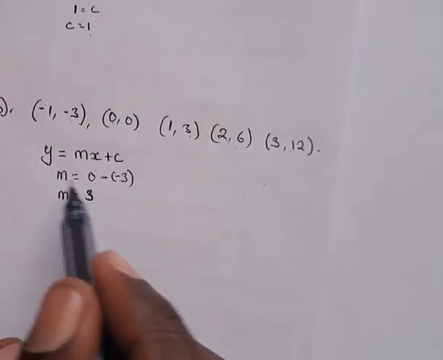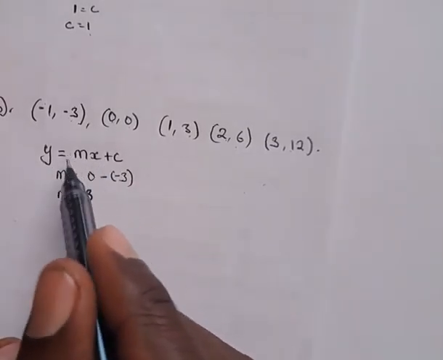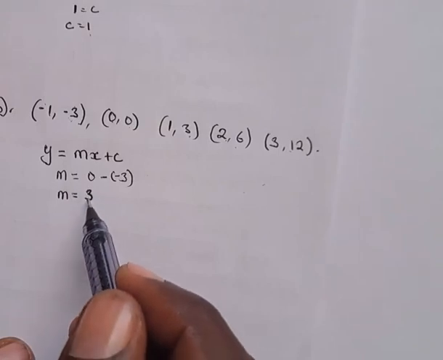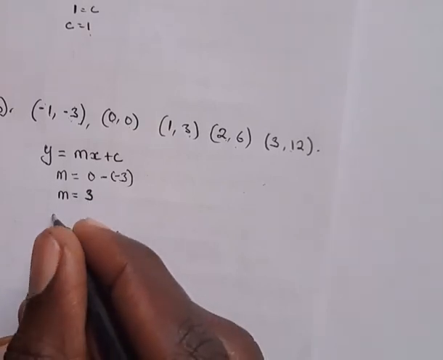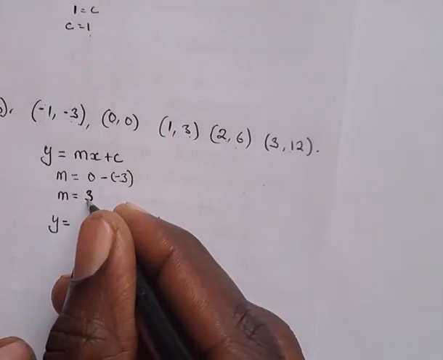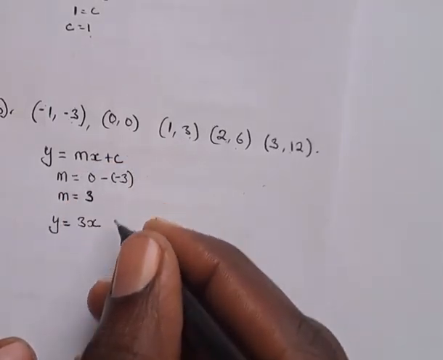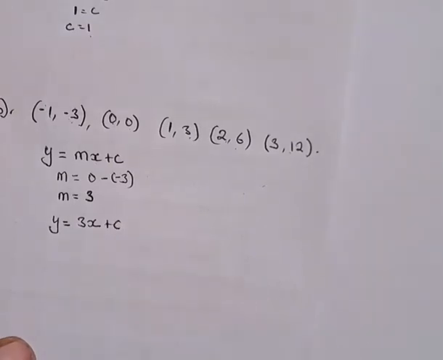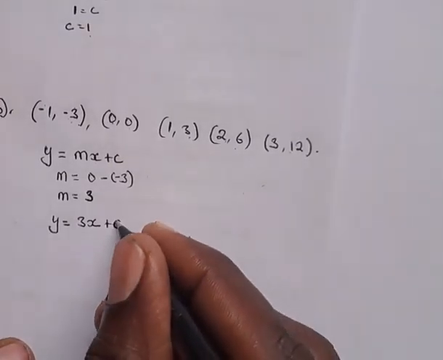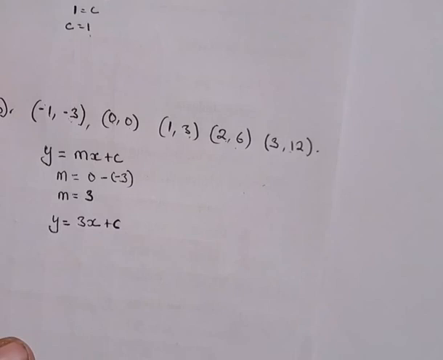We rewrite this equation, but where there's m, we're going to replace it with 3. So we're going to have y is equal to 3 times x, that is 3x, then plus c. Upon reaching this stage, we need to find the value for c.